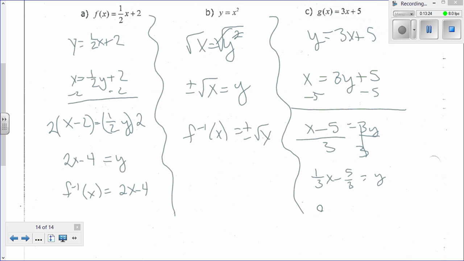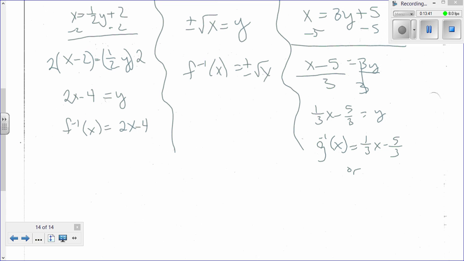So we rewrite that as g inverse, because this is g not f. So the inverse of g is equal to 1/3 x minus 5/3, or we can rewrite that as g inverse of x is equal to x minus 5 over 3.